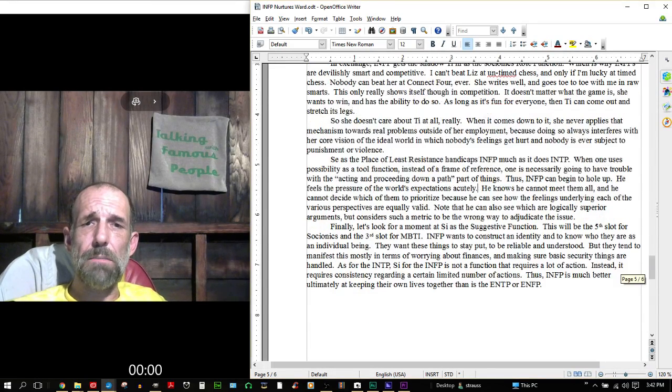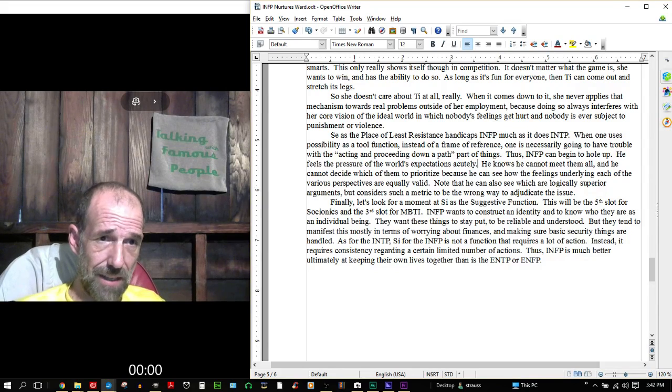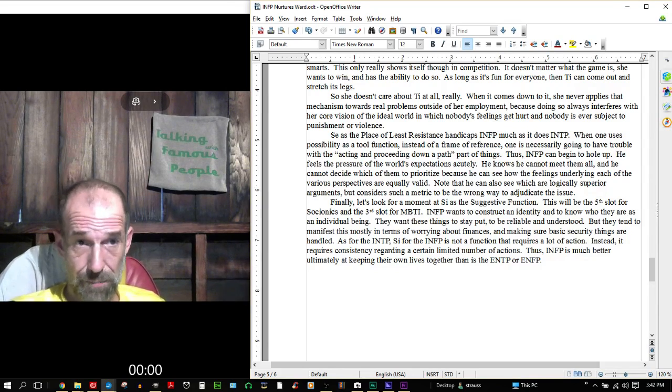Finally, let's look for a moment at SI as the suggestive function. This will be the fifth slot for Socionics and the third slot for MBTI. INFP wants to construct an identity and to know who they are as an individual being. They want these things to stay put, to be reliable and understood, but they tend to manifest this mostly in terms of worrying about finances and making sure basic security things are handled. As for the INTP, SI for the INFP is not a function that requires a lot of action. Instead, it requires consistency regarding a certain limited number of actions. Thus, INFP is much better ultimately at keeping their own lives together than is the ENTP or ENFP.